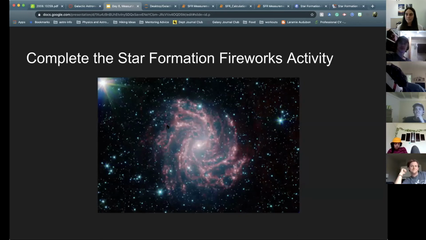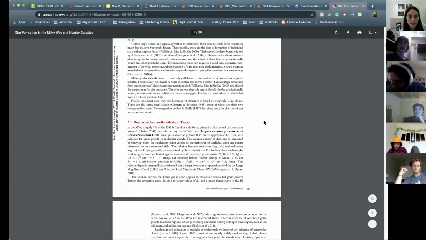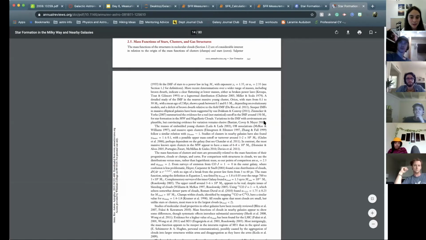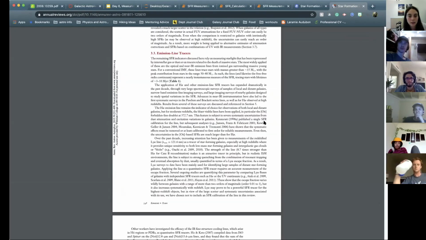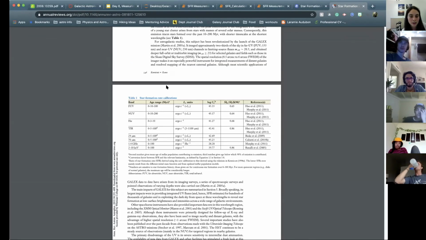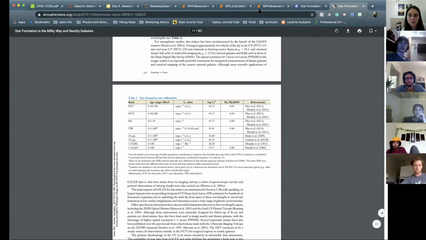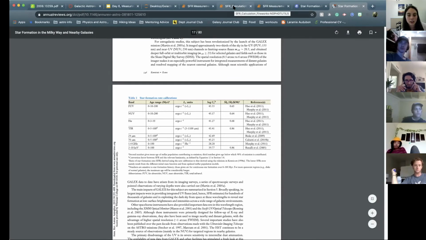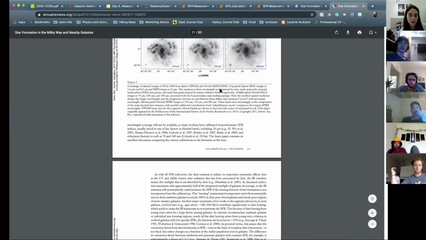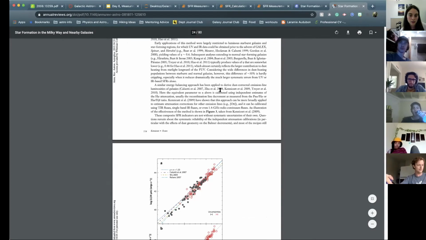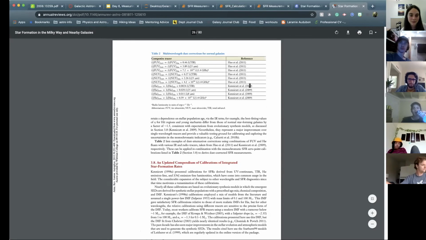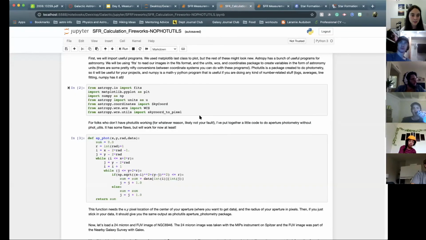We're going to use that kind of basic formula. It's in this reading, in tables 1 and 2. So we have our C's kind of in there, and then the correction factors are in table 2. So you'll need to use both of those to get your star formation rate calculations.